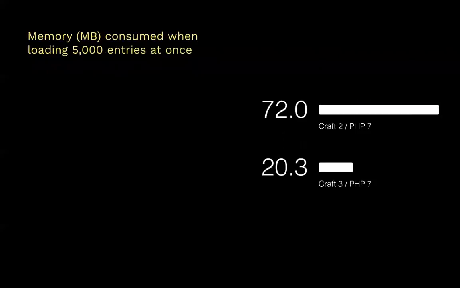And thirdly, memory consumption is way down. A typical request that would take 72 megs in Craft 2 now takes 20 megs in Craft 3. I'm sorry, not a typical request. Loading those 5,000 entries takes significantly less memory now.